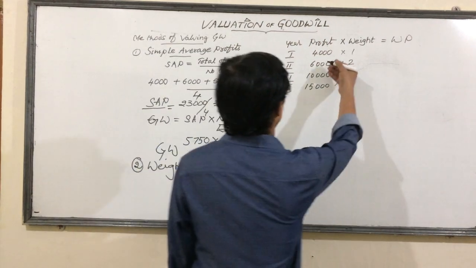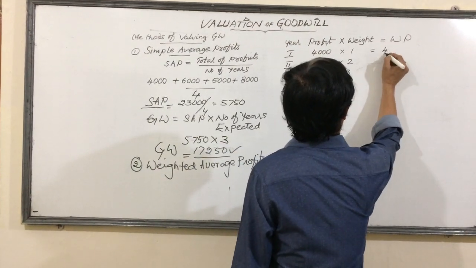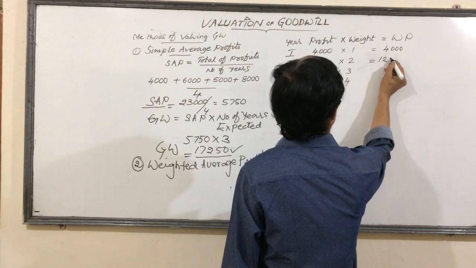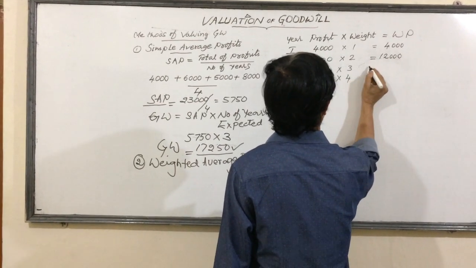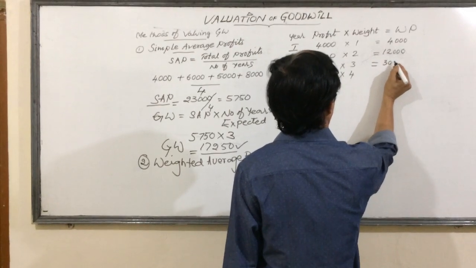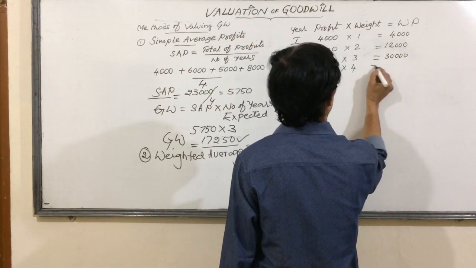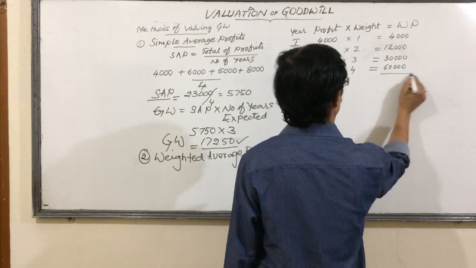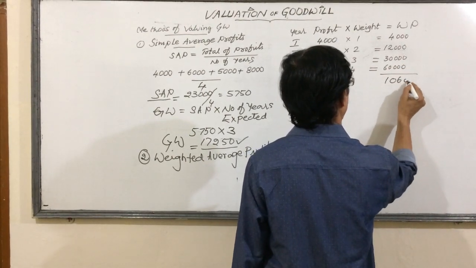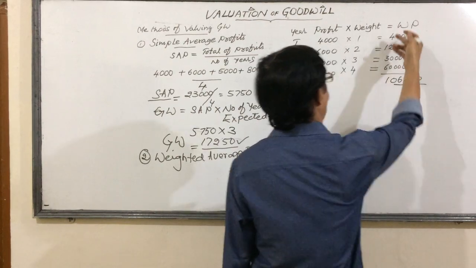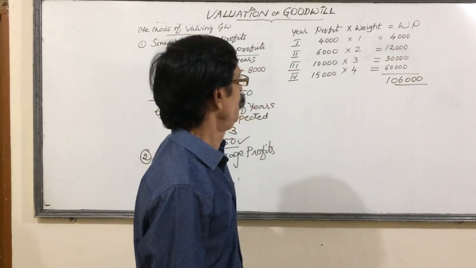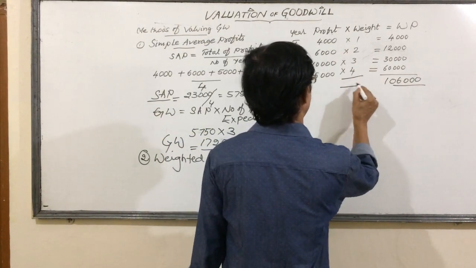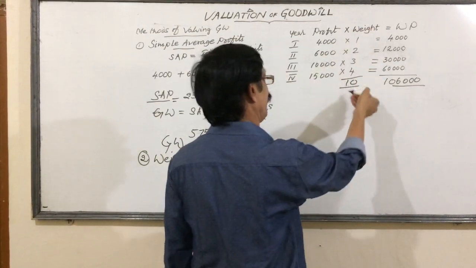Understanding? So first year 4,000 into 1, 4,000. Second year 6,000 into 2, 12,000. Third year 10,000 into 3, 30,000. And then 15,000 into 4, that is equal to 60,000. The total is equal to 106,000. Is it correct or not? Correct only. 106,000 divided by total weights, that is equal to 10. This is the total weights.